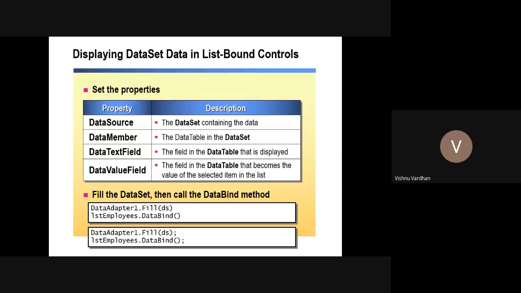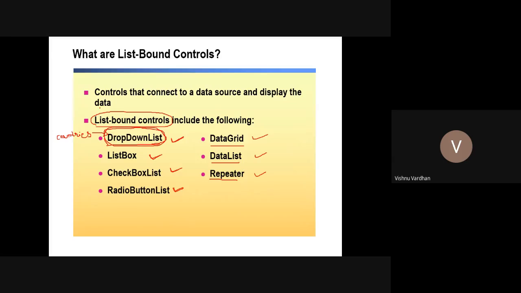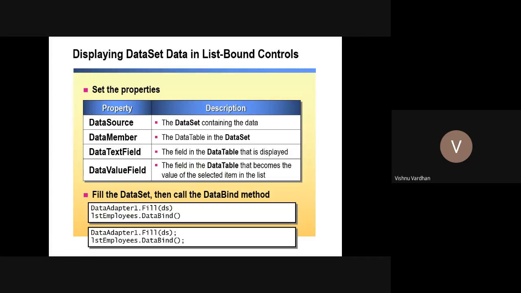Then displaying the dataset in data list bound controls. So all these are data aware controls. Okay, so some data source you need to put to those controls. How to give this data source is, your data source is nothing but the data set, actually the in-memory representation of your database. Okay, and what is the data member? The data member is nothing but your data table. See, this is the in-memory representation of your database.